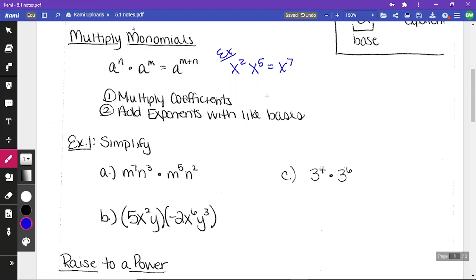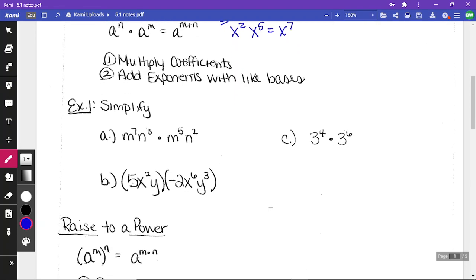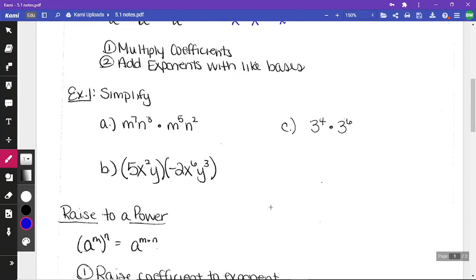So we have these steps for multiplying terms because a term could also have a coefficient in front of it. Or I should just say multiplying expressions, whether or not they are terms in a polynomial or whatever. You multiply the coefficients and also add the exponents with like bases. So we'll just take a look at these examples and we'll see how that works out.